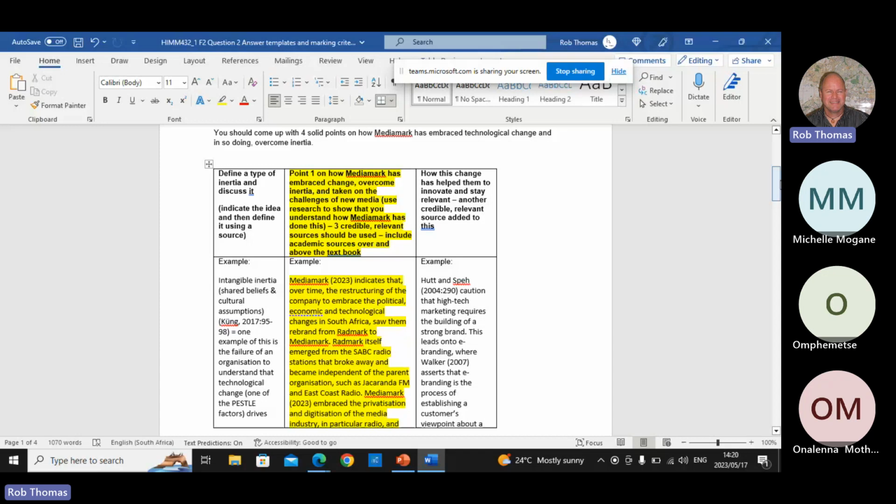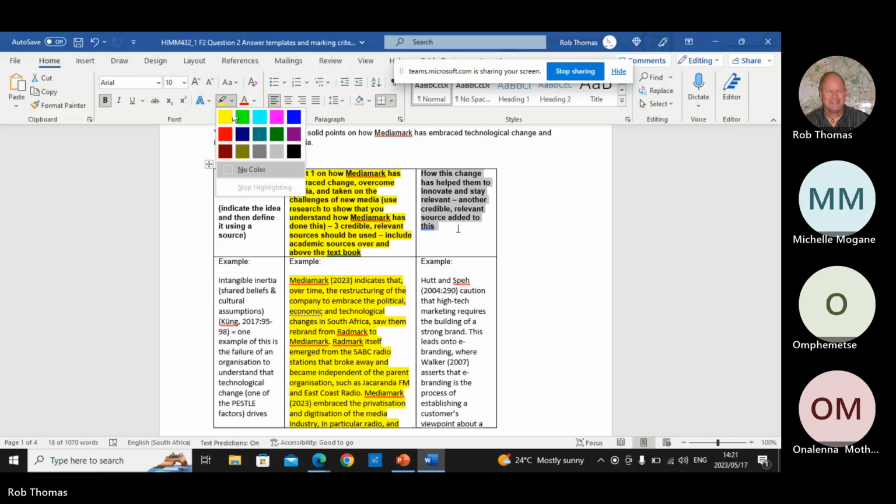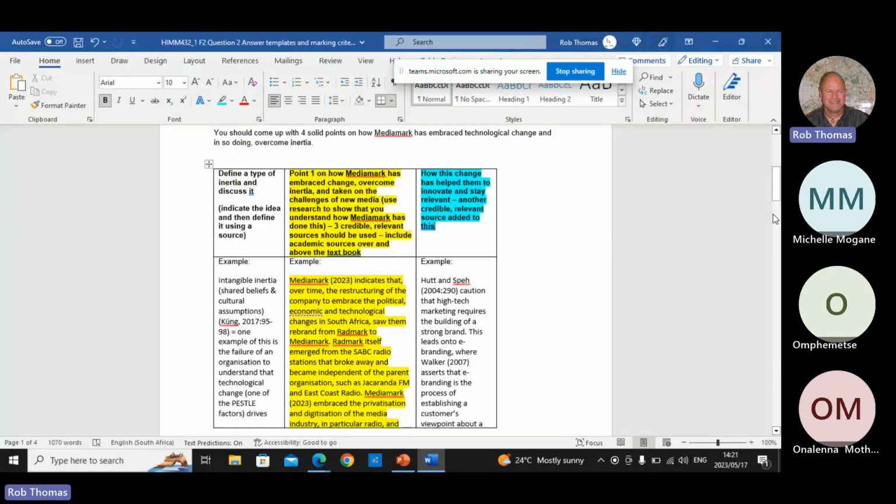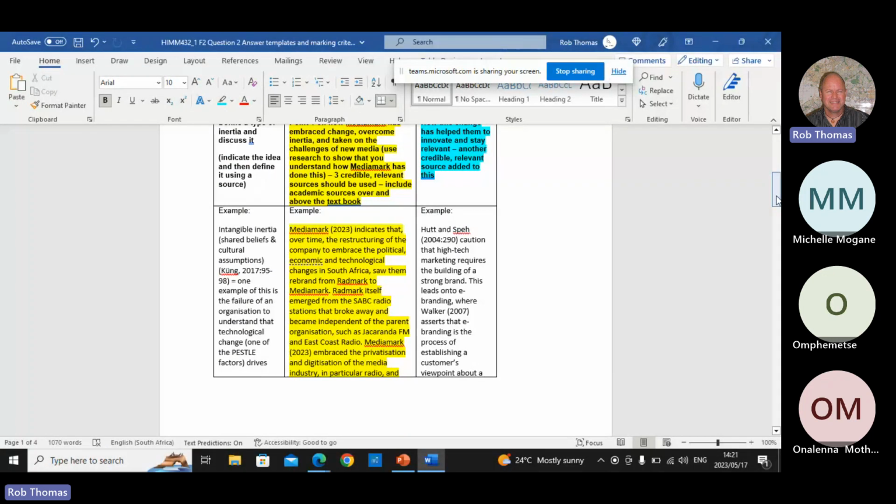Okay, and then you can see over here, moving along, how has this change helped them to innovate and stay relevant? Let's use a different color. Let's use blue, okay, or cyan. Okay, so how has the change helped them to innovate and stay relevant? Let's look at an example over here.